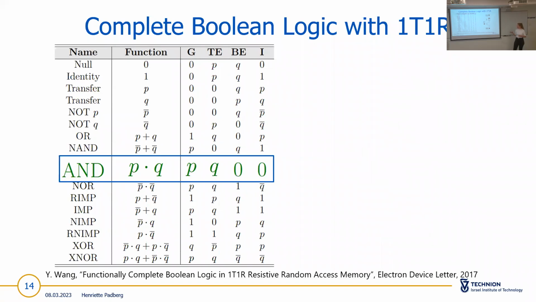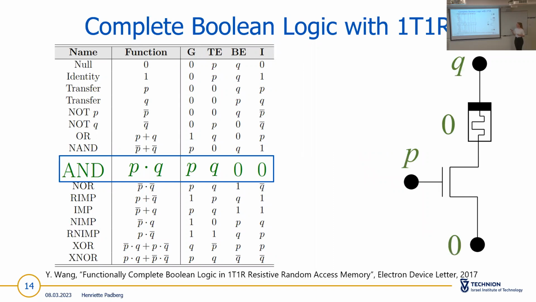And how does it work? So we consider now the AND function, for example. We can see then that G should equal P, as you see here. Then the top electrode should equal Q. The bottom electrode should equal 0, and the initial state should be 0, so in the high resistance state. Now, if we have all 4 combinations of P and Q, we can go through it.